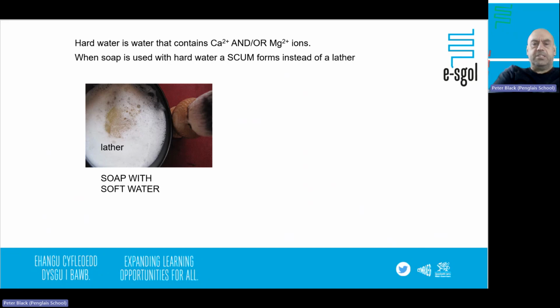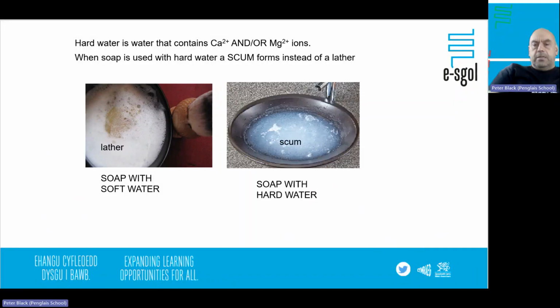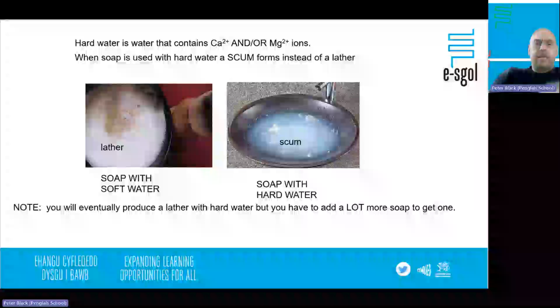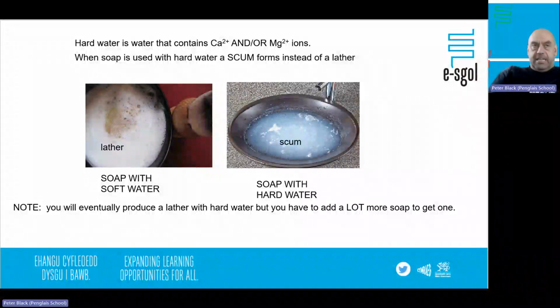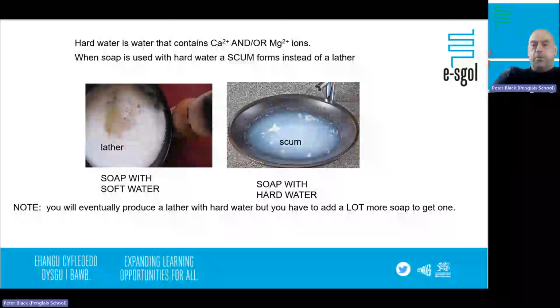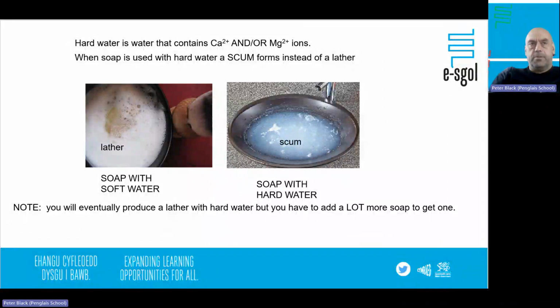I've got some pictures here. So this is what we'd expect in a soft water area with soap. You get lots of soap bubbles, or what we call lather. And then in a hard water area, you'll add soap, and it will take quite a lot of soap to actually start to get bubbles. Initially, you'll form this scum with the soap and the hard water. As I say, you can eventually get bubbles with hard water, but it just takes a lot more soap. And that's actually quite important in one of our slides we're about to move on to, where we measure water hardness.